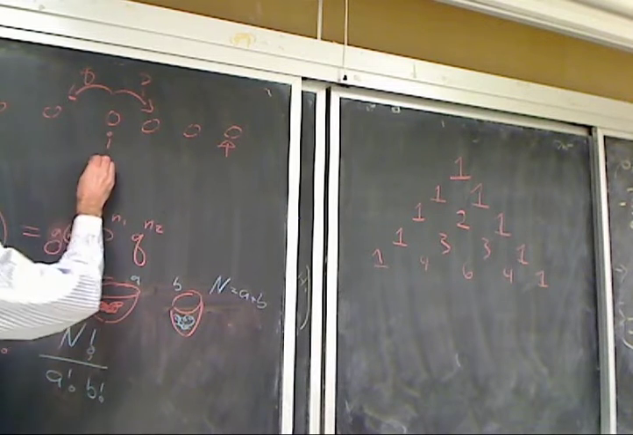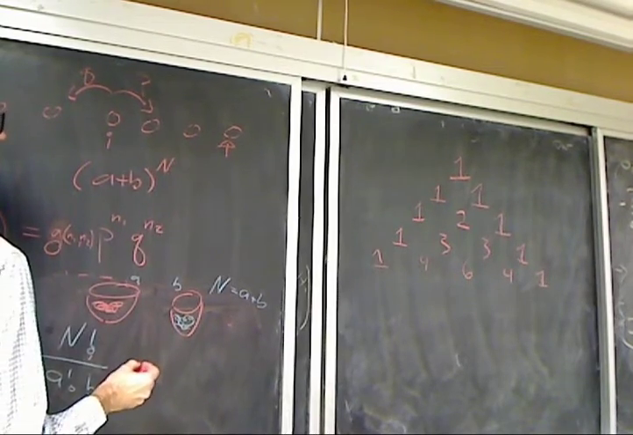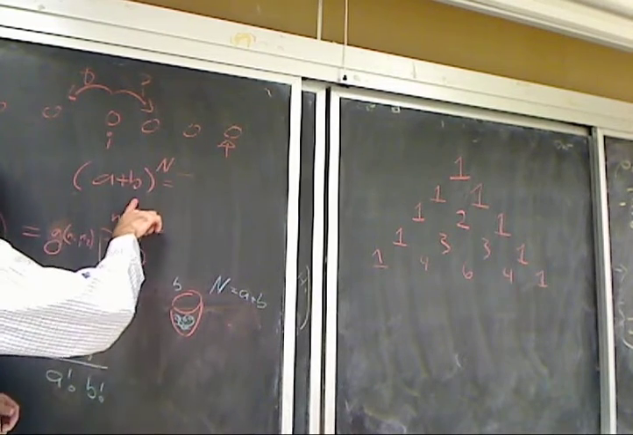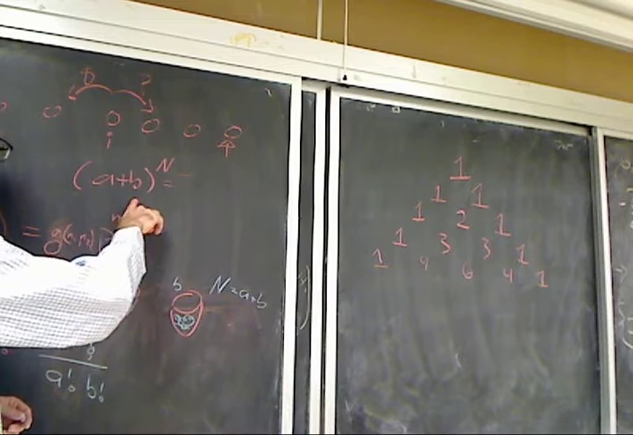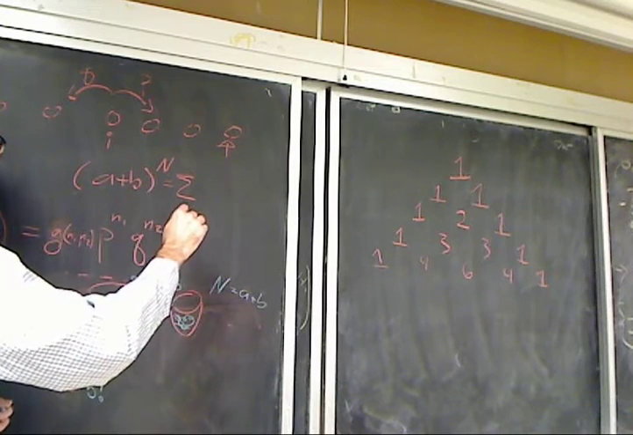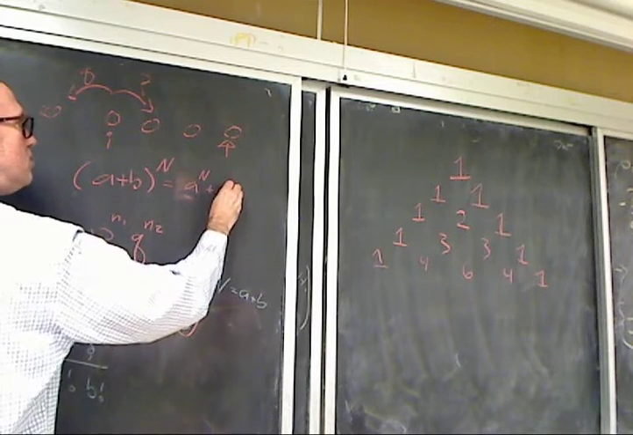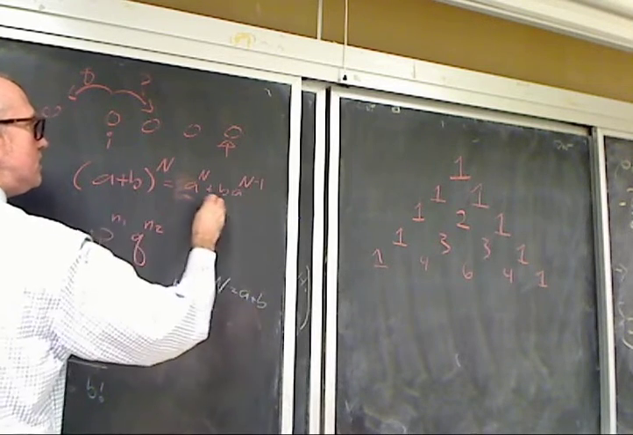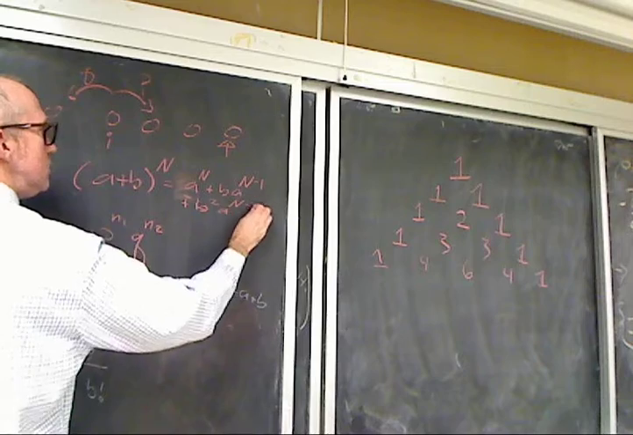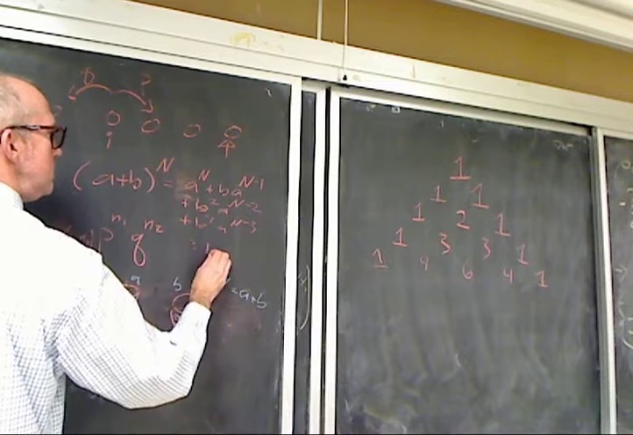So if I have (A plus B) to the big N, then what is this if you expand this out? How many of you know how to do this programmatically? Write it short, as a sum. Don't write all the way out. It's A to the N plus B A to the N minus 1, plus B squared A to the N minus 2, plus B cubed A to the N minus 3, and so on, to B to the N.